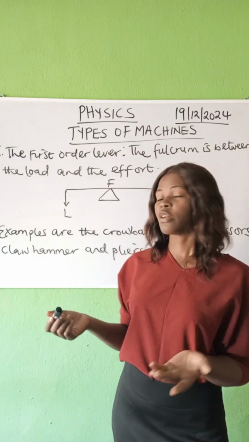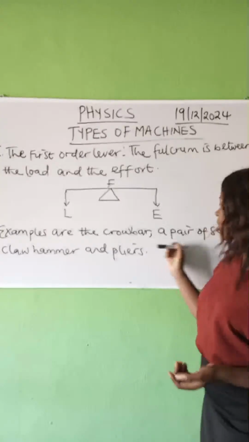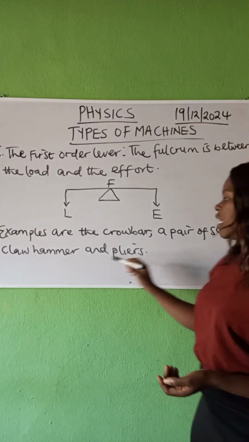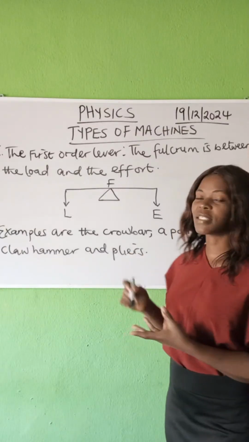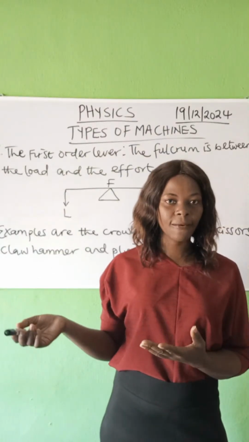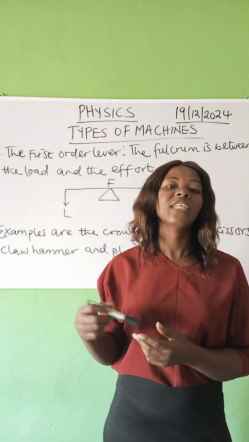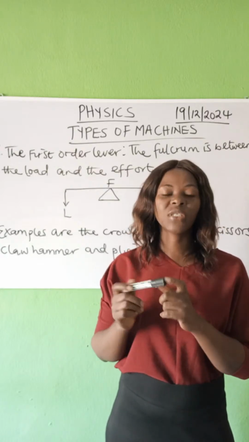I can give you an illustration or an example. One is what? The screw bar, a pair of scissors, a claw hammer, and what? Pliers. These ones are classified under first order lever. You get it now? They are classified under first order lever because the fulcrum is between what? The load and the effort.